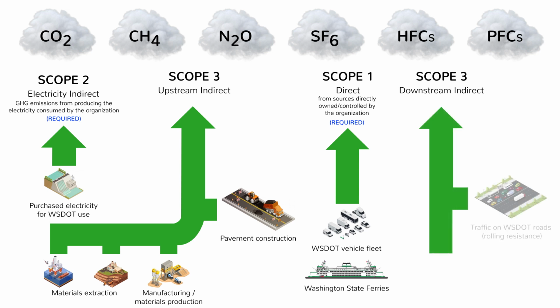During the use stage, there are emissions from rolling resistance of vehicle traffic on the pavement surface. Once a road has been decommissioned, emissions come from material disposal processes. Upstream and downstream, all these emissions are indirectly tied to the agency that built the road.